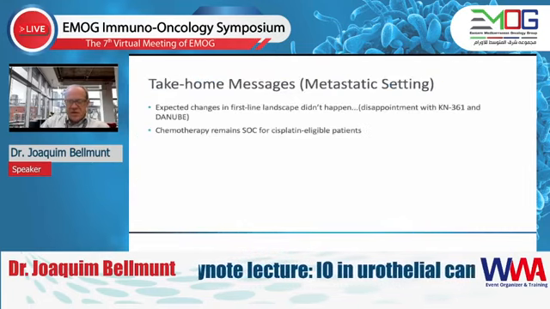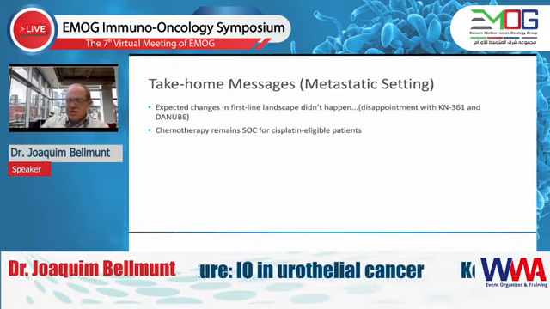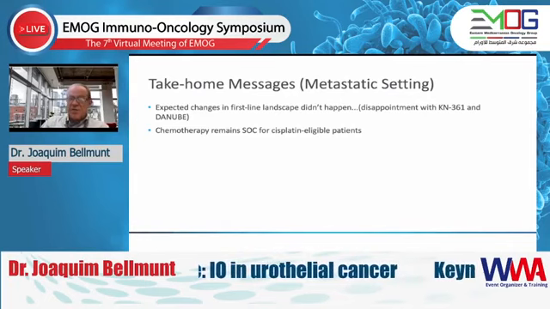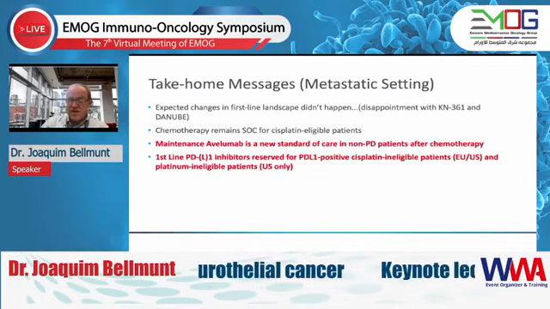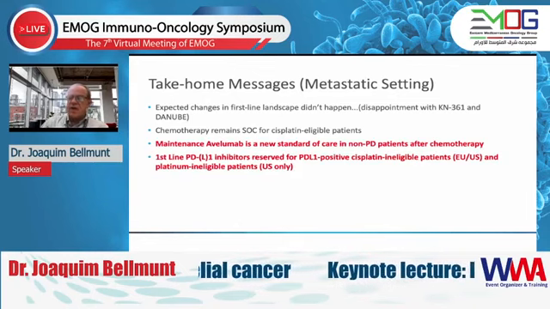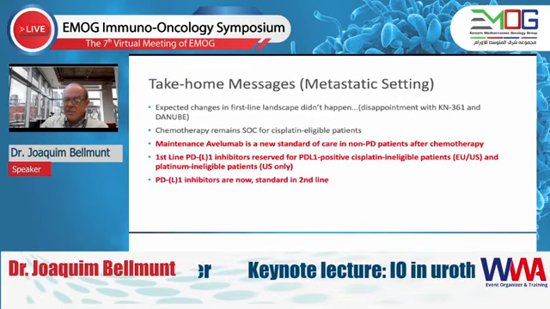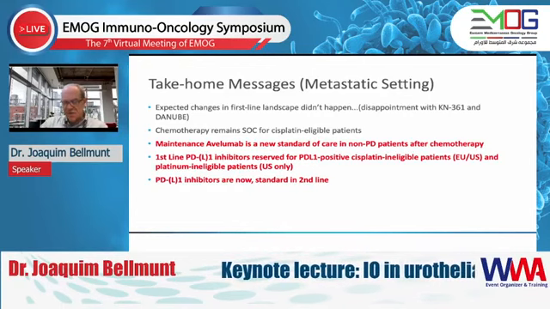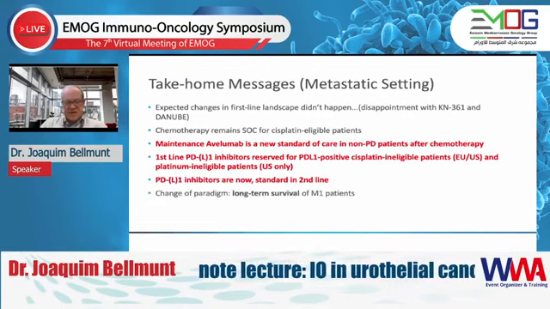Take-home messages in this metastatic setting. We were expecting changes in first line that we didn't see. We were disappointed by the Keynote 361, the DANUBE. Still, chemotherapy in metastatic disease is the standard of care. We have maintenance avelumab as the newest standard. We have a first-line atezo pembro in platinum ineligible who are PD-L1 positive. Second-line immunotherapy based on the Keynote 45 is also standard of care. Those are the 3 settings in the metastatic disease.